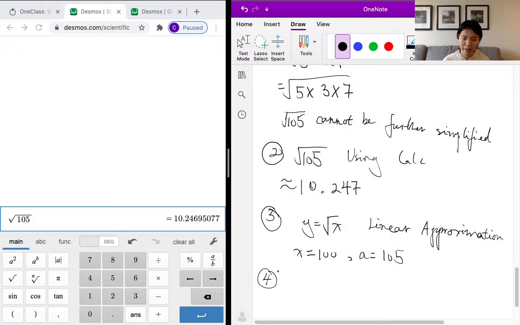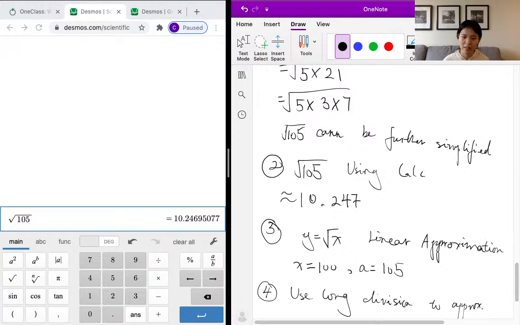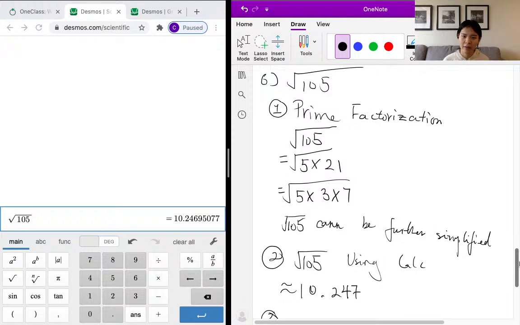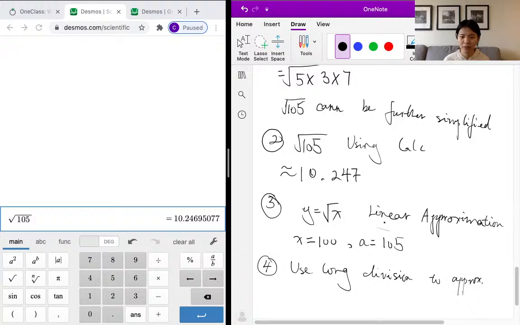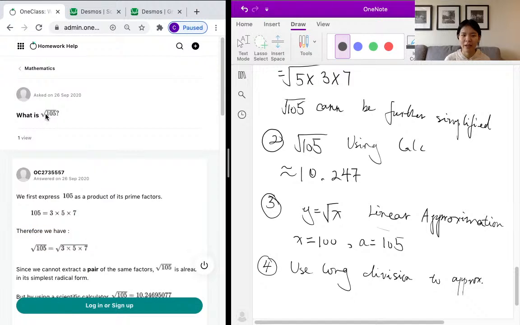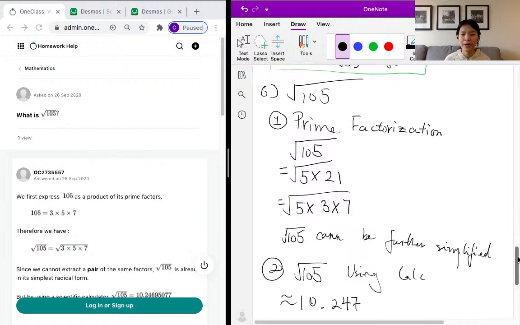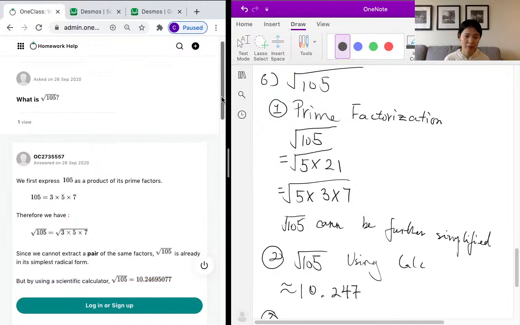There's also another way where you can use long division to approximate the square root of 105. Again, I'm not going to go into too much detail on the linear approximation and long division methods. Usually, for the level that asks these kinds of problems, using prime factorization or a calculator should be sufficient, unless they explicitly tell you to use linear approximation. Giving an answer arrived at by calculator, or just using prime factorization, is completely acceptable in most cases.